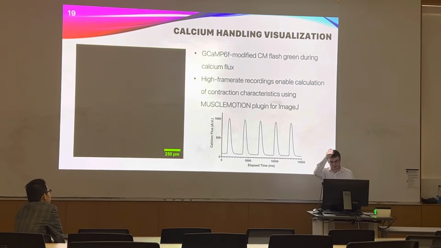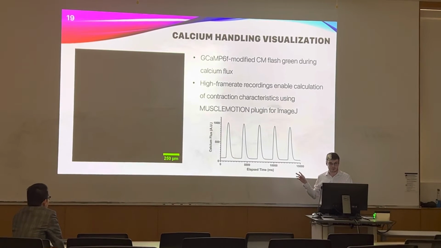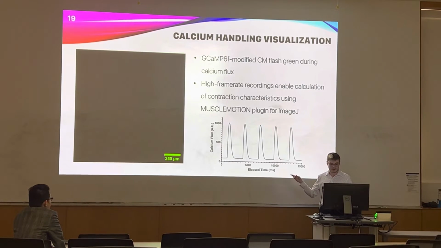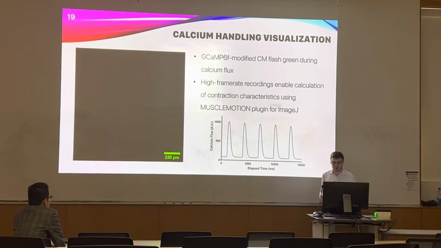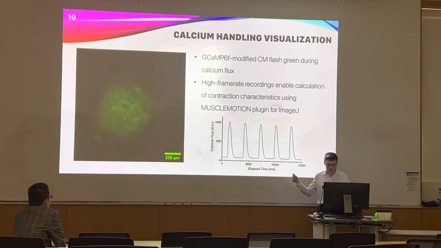We obtained functional information from GCaMP. All the cells in this experiment express this modified calcium channel that flashes green fluorescence under calcium flux. We've used this to measure the contraction characteristics in ImageJ using the MUSCLEMOTION plugin. I'm showing a typical contraction profile here.